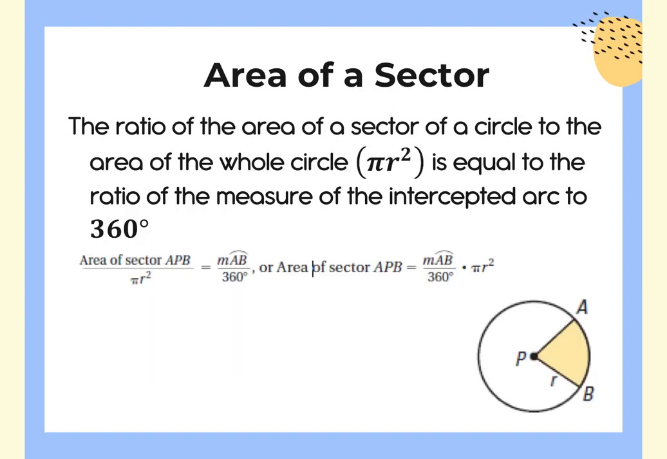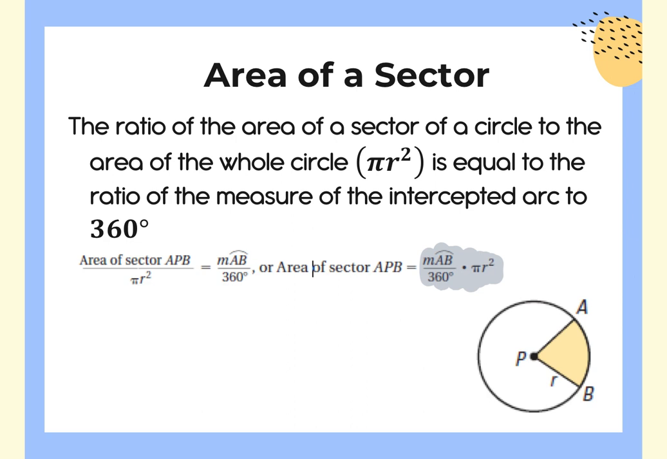So the area of a sector's formula is written there a couple different ways. I wouldn't worry too much about the one all the way on the left. It's the measure of the arc times the area, well, no, sorry, the measure of the arc times pi r squared.